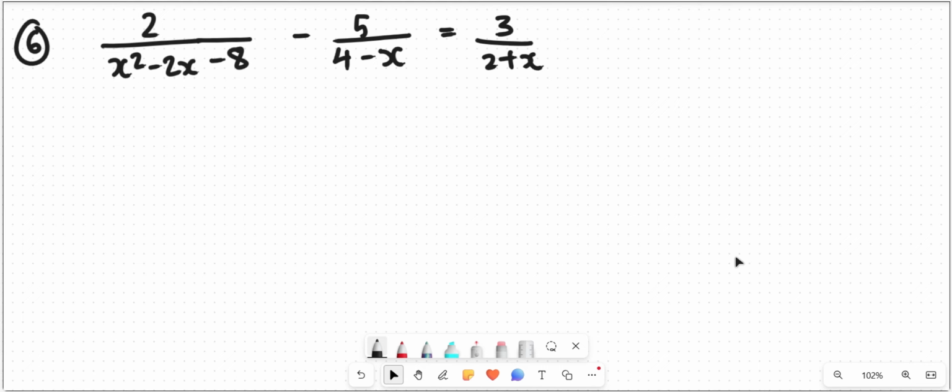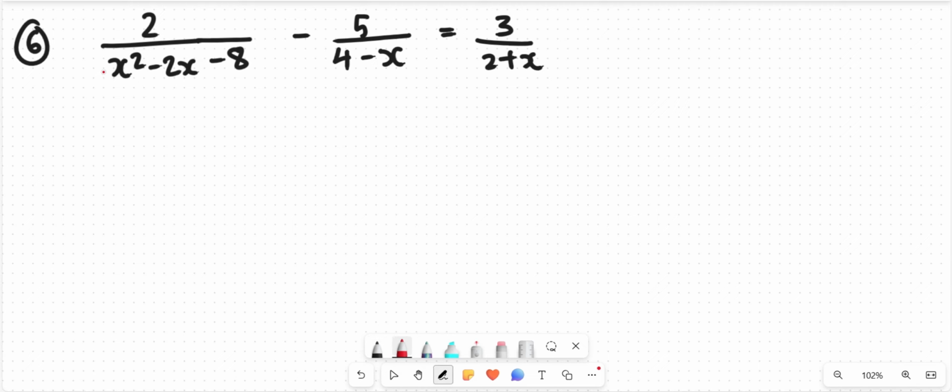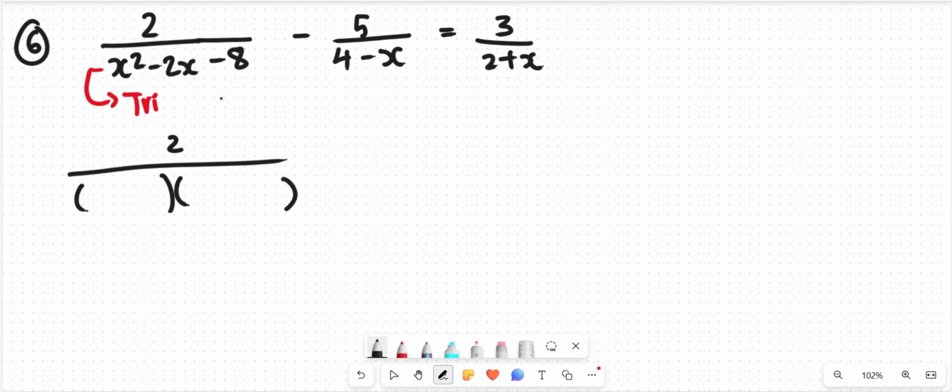All right, so for this last one, we also need to factorize the denominators. Actually, in this case, I think we only need to factorize this first one here. It is a trinomial again. So let's do that. We're going to keep the numerator. Factors of negative 8 that add to give me a negative 2 are a negative 4 with a positive 2. So that's how it looks factorized.